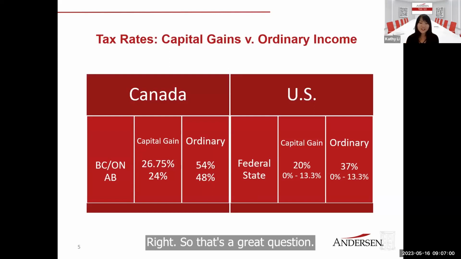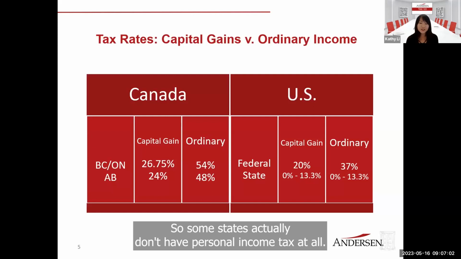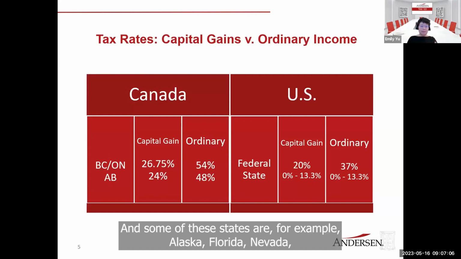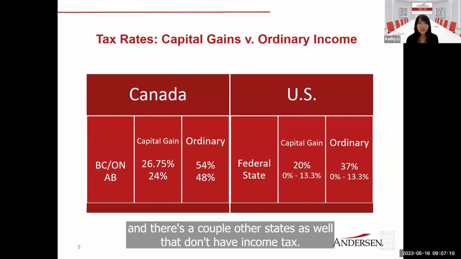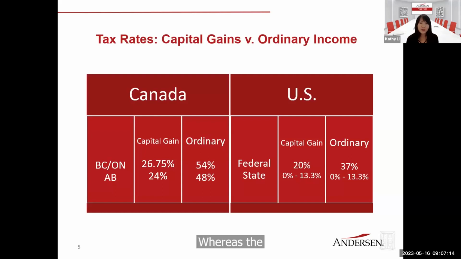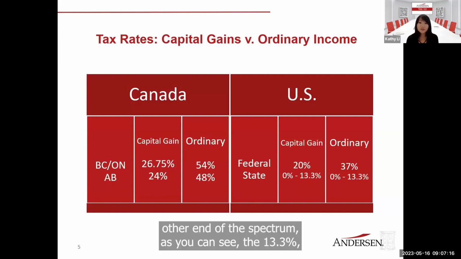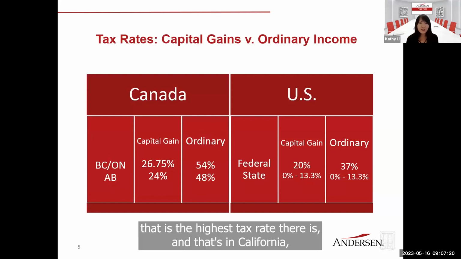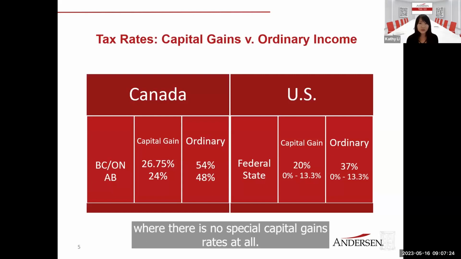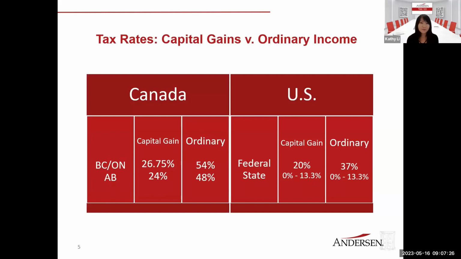Right. So that's a great question. Some states actually don't have personal income tax at all. Some of these states are, for example, Alaska, Florida, Nevada. There's a couple other states as well that don't have income tax. Whereas the other end of the spectrum, as you can see, the 13.3% is the highest tax rate there is, and that's in California, where there are no special capital gains rates at all.